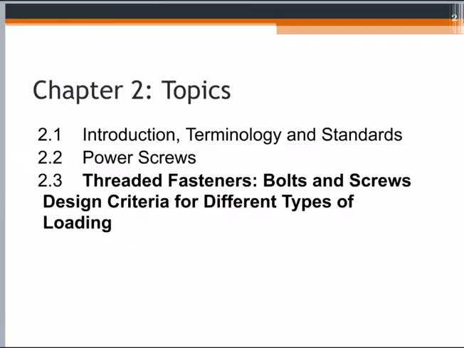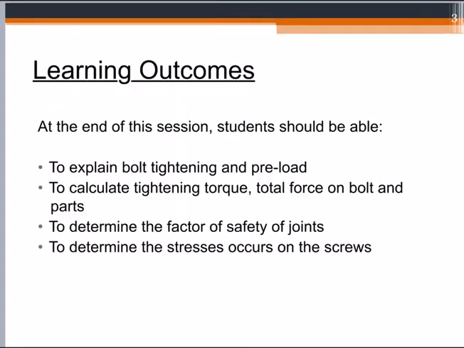So today we will continue our topic 2.3, threaded fastener bolt and screw design criteria for different types of loading. At the end of this session, students should be able to, first, explain what is bolt tightening and preload. Second, calculate the tightening torque, and total force on bolt and parts. Third, determine the value of factor of safety for the joint. And last, determine the stress values which occur on the screw.